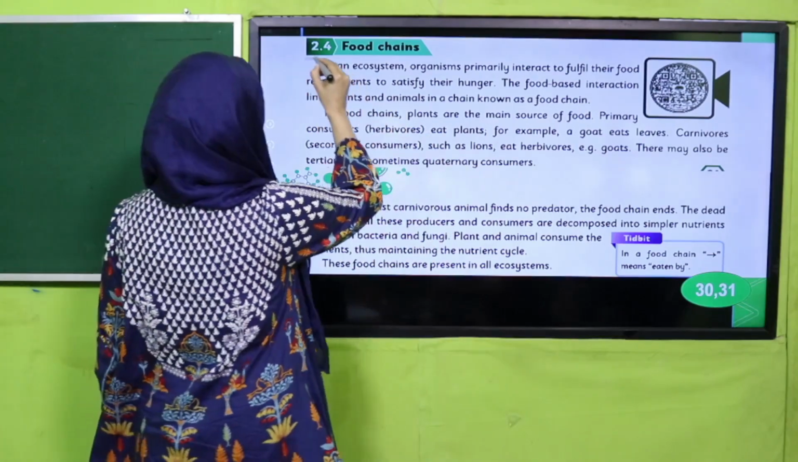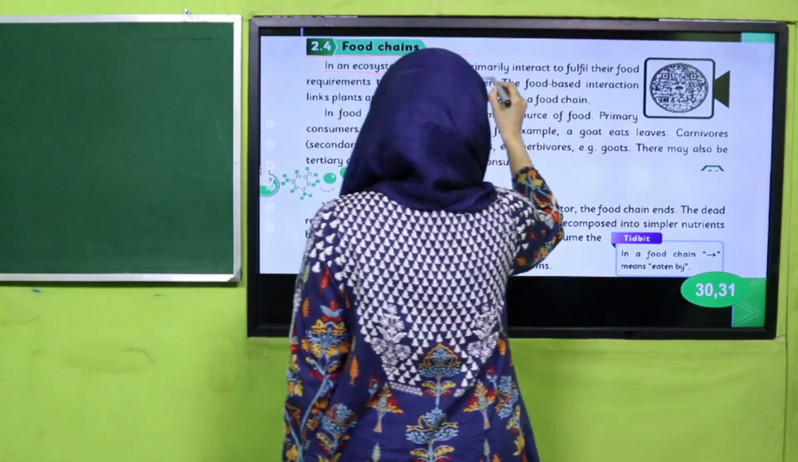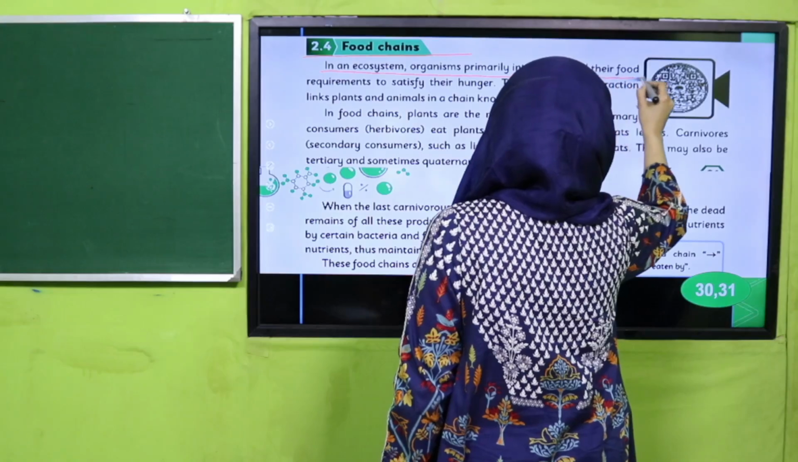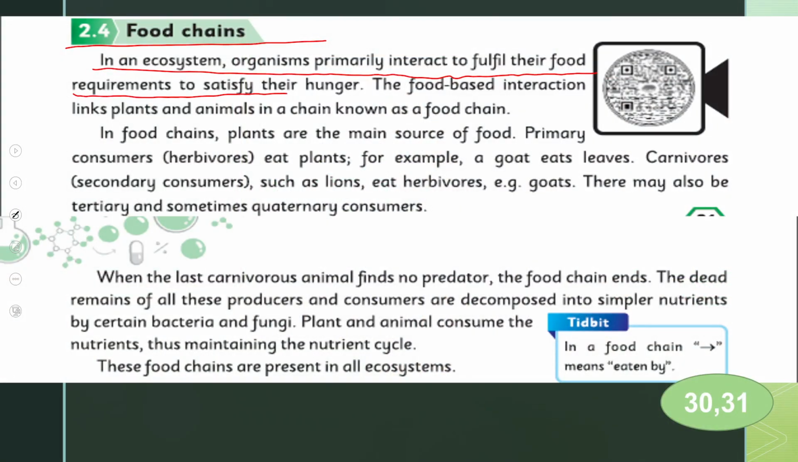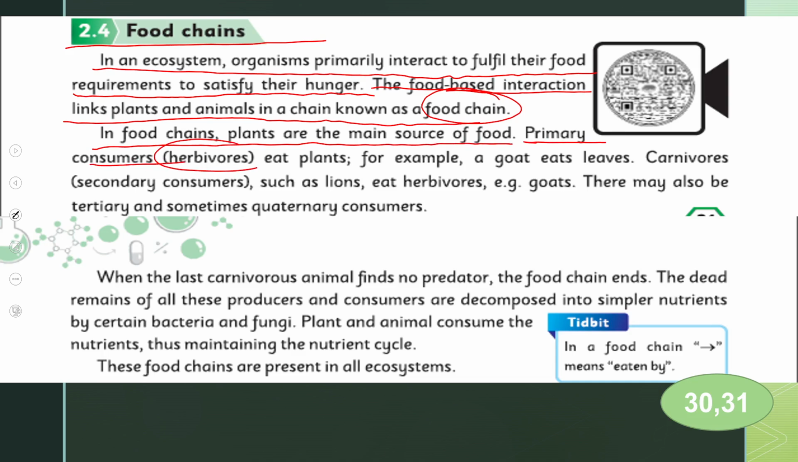Food chains. In an ecosystem, organisms primarily interact to fulfill their food requirements to satisfy their hunger. The food-based interaction links plants and animals in a chain known as a food chain. In food chains, plants are the main source of food. Primary consumers are herbivores, they eat plants. For example, a goat eats leaves.